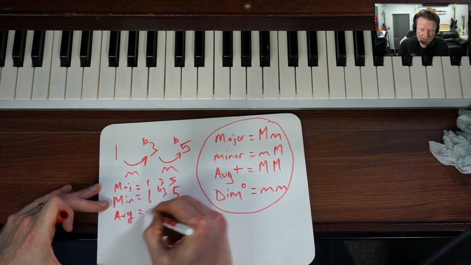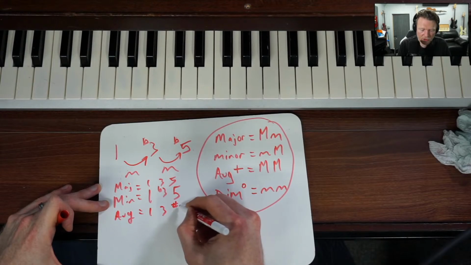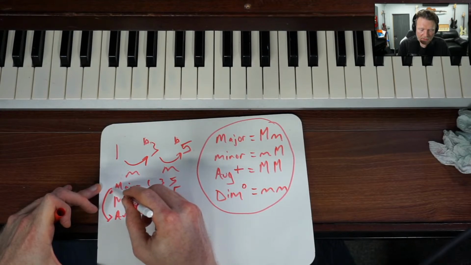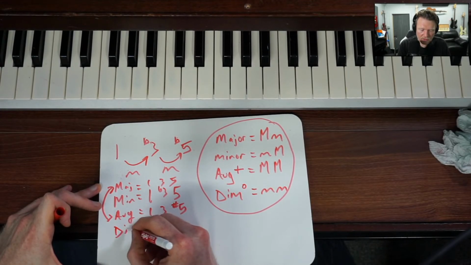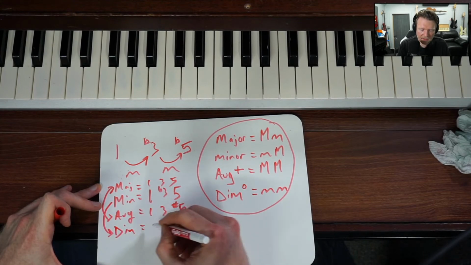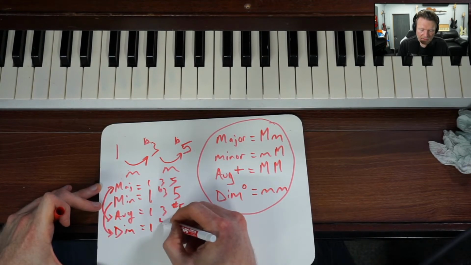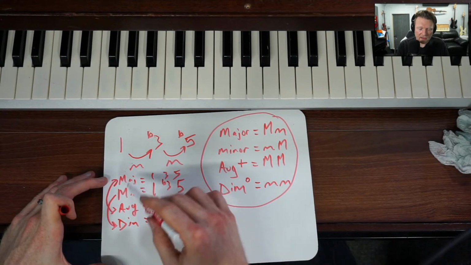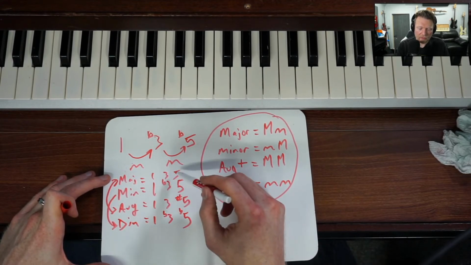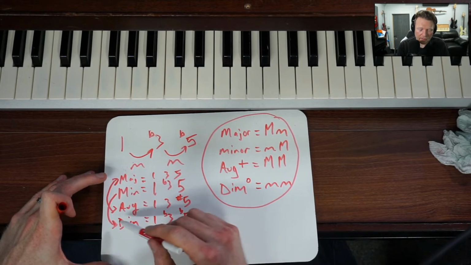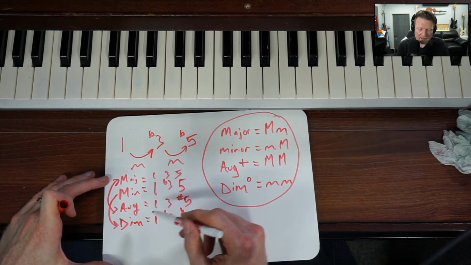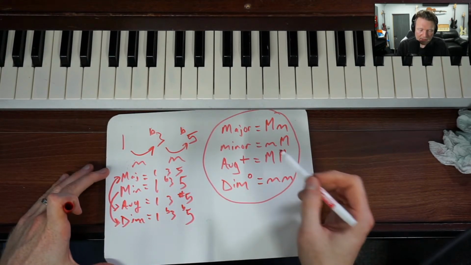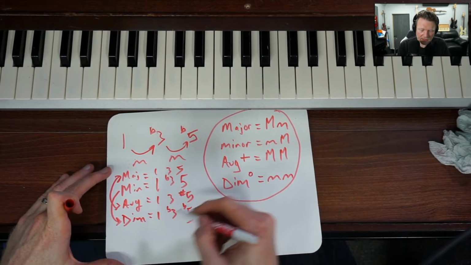Augmented is going to be 1, 3, and you're just now, it's basically these two kind of go together, and then the diminished chord and the minor kind of go together, and I'll explain that. We have the flat 3 and the flat 5. So if you wanted to think of it this way, you could think of an augmented chord as like a major chord with a sharp 5, or you could think of a diminished chord as a minor third with a flat 5.